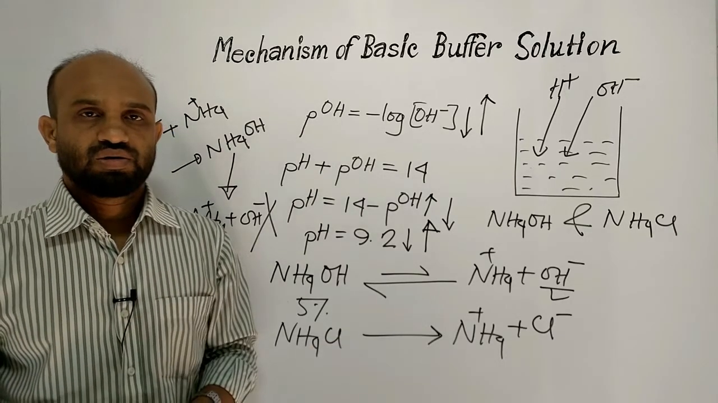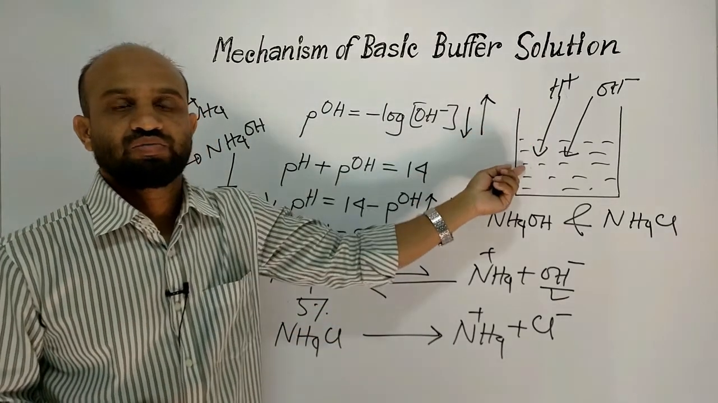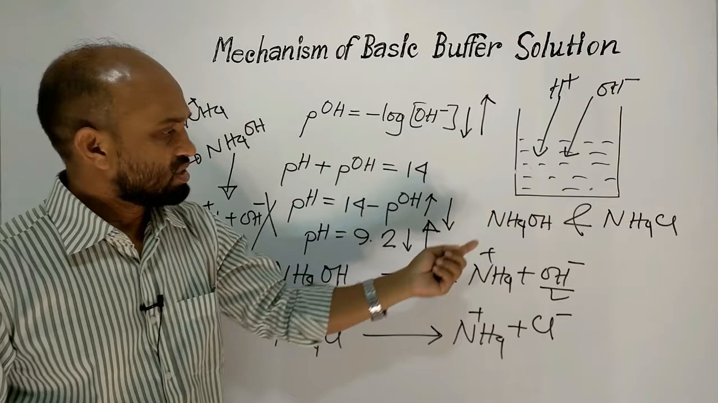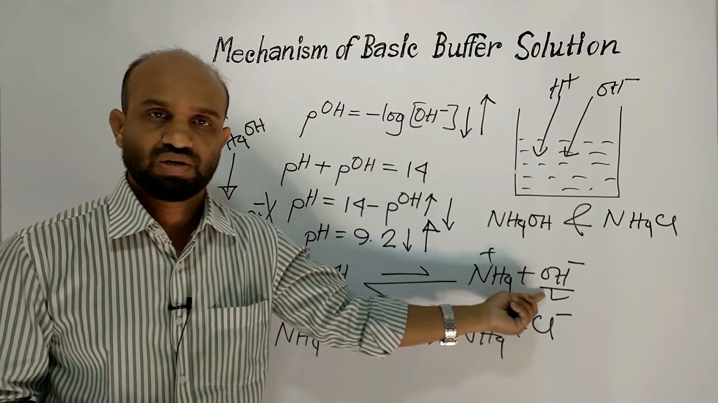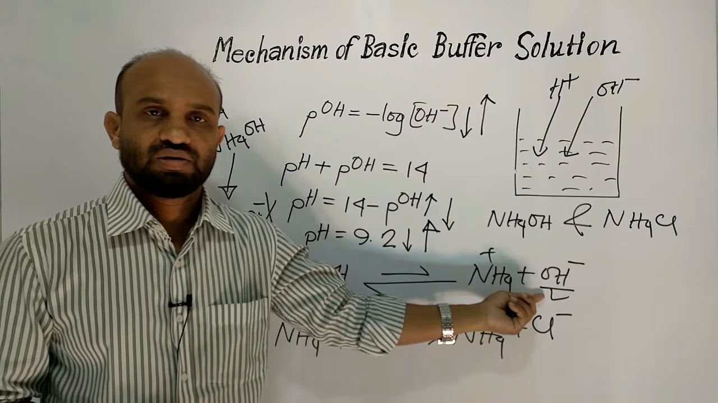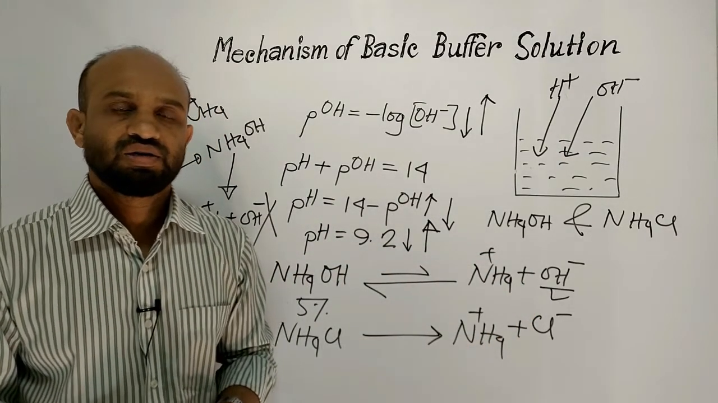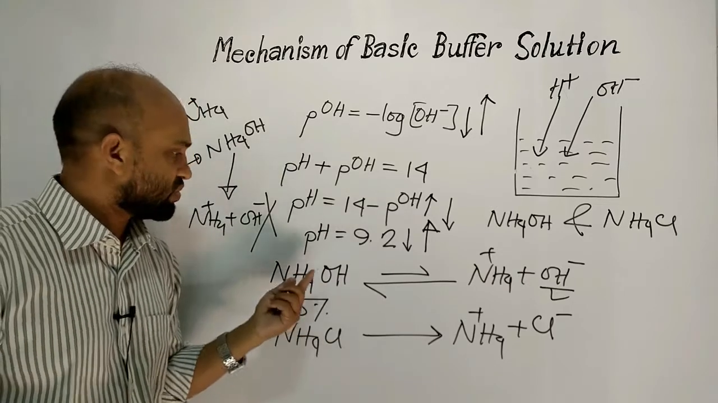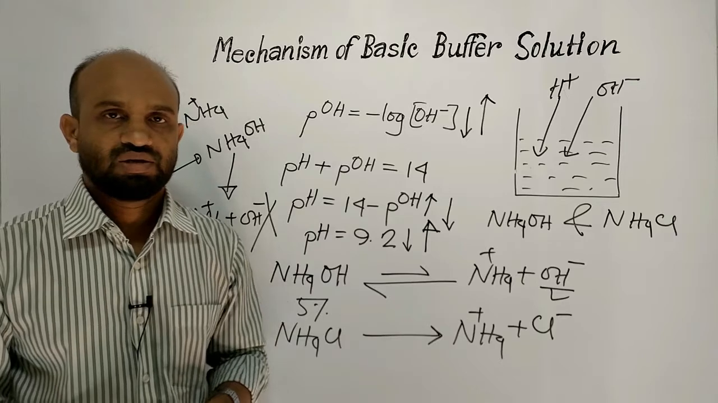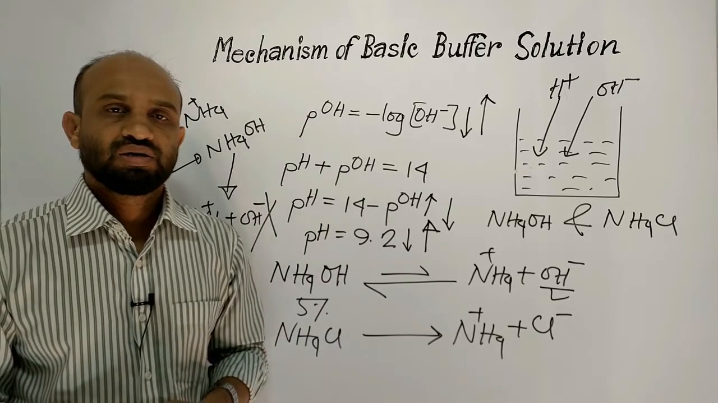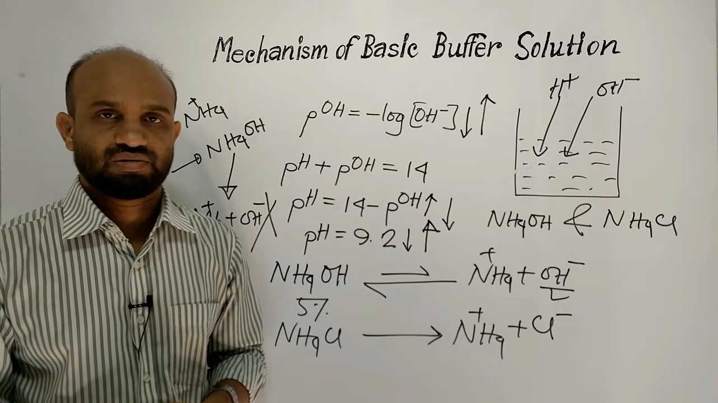In short, when acid is added to basic buffer solution, it reacts with hydroxide ion to form water. As a result, a vacuum of hydroxide ion is created that is filled up by unionized ammonium hydroxide, and ultimately pH value remains unchanged, unaltered.